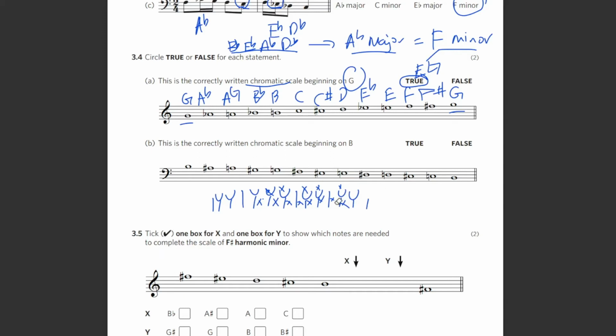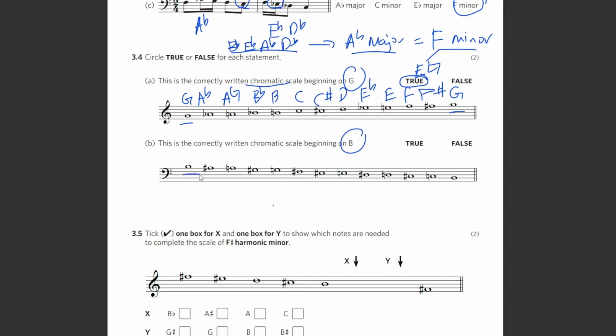Next, let's look at B. Before I do B, I'll erase this piano because I need one again. For your exams, it's very likely you'll need to draw a lot of piano. But if you can visualize the piano in your mind, feel free to do that. Now B. This is the correctly written chromatic scale beginning on B.